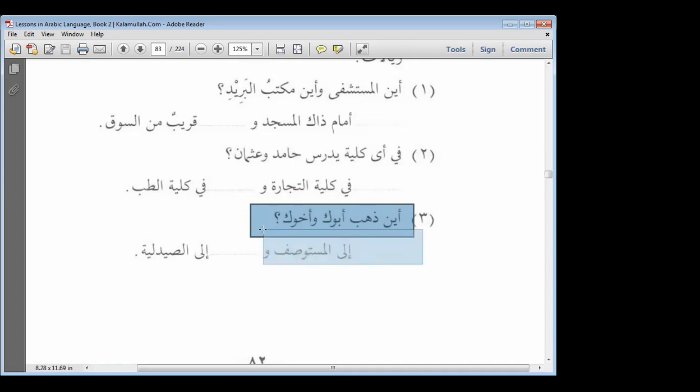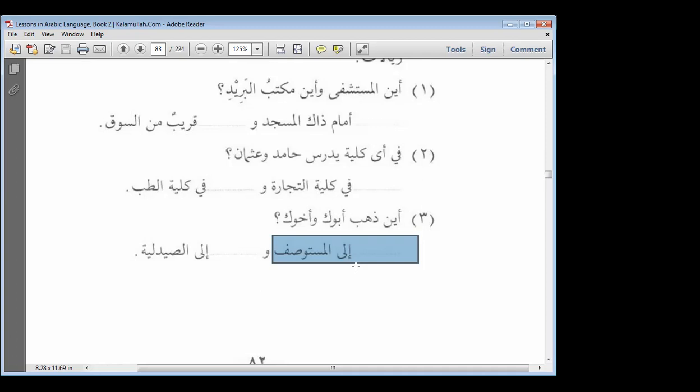Amma, so the person answering will say, amma abi. So say after me, amma abi. Amma abi fahua dhahaba ilal mustawsafi. Right, so he's saying, amma abi fahua dhahaba ilal mustawsafi. Right?